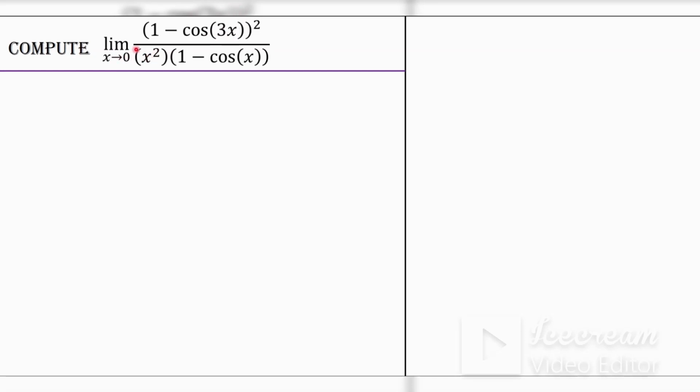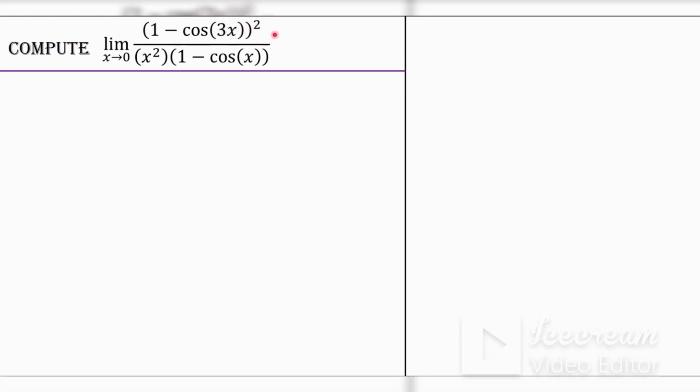So if we substitute everywhere we see x with 0, let's first start with the numerator. In the numerator we are going to obtain 1 minus cos of 3 times 0. 3 times 0 gives us 0, so we have 1 minus cos 0, and cos 0 is 1. So we obtain 1 minus 1, which gives us 0, and 0 squared still gives us 0.